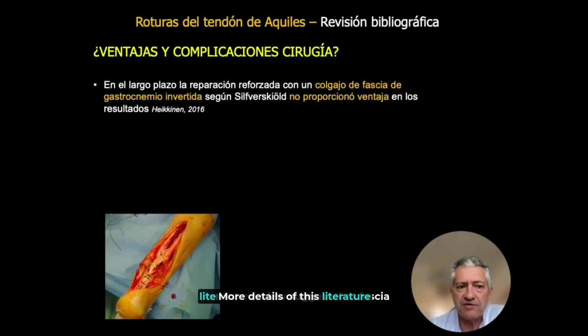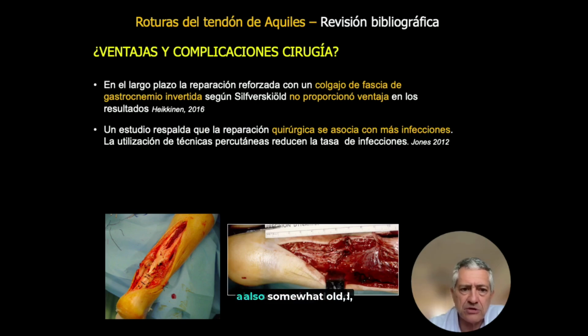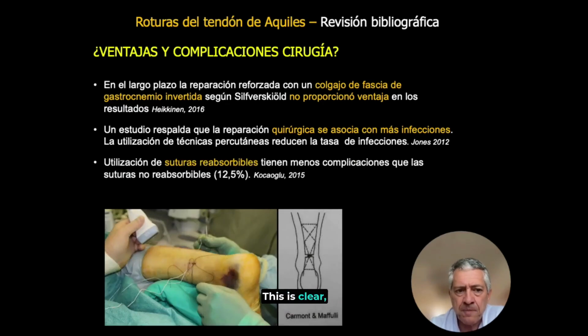More details of this literature review in the long term suggest that fascia flaps, as proposed by Silfverskiöld, did not provide an advantage in this study by Heikkinen. Another study by Jones, also somewhat old, supported that surgical repair was associated with more infections, which logically seems obvious, and that the use of percutaneous techniques reduced the infection rate. It does seem that the use of surgical material is important, in the sense that absorbable suture ruptures have fewer complications than non-absorbable sutures.